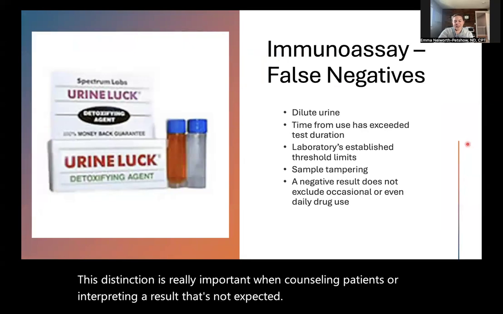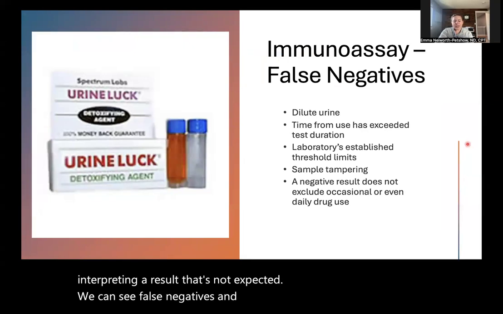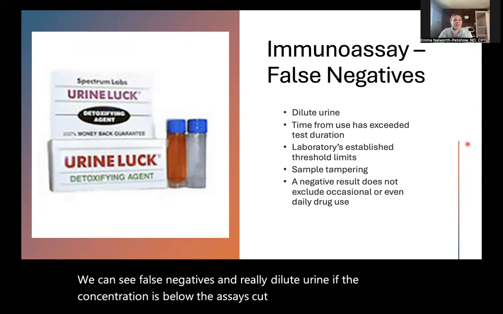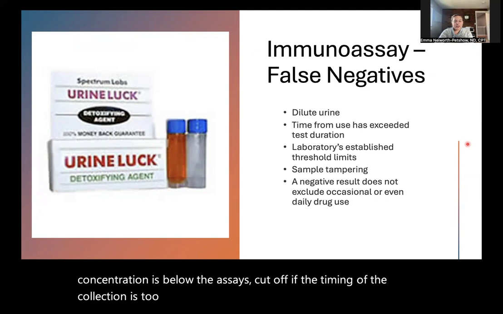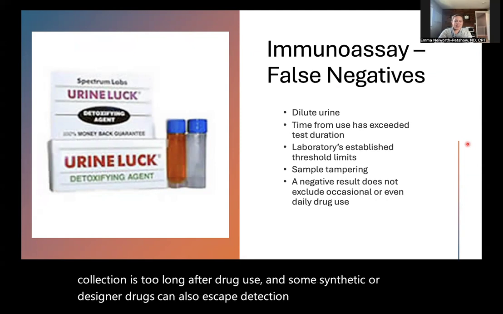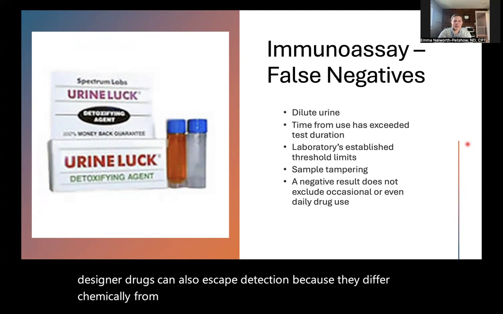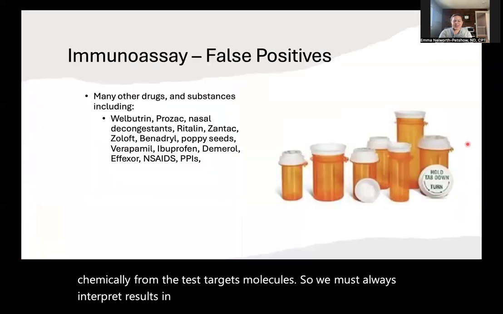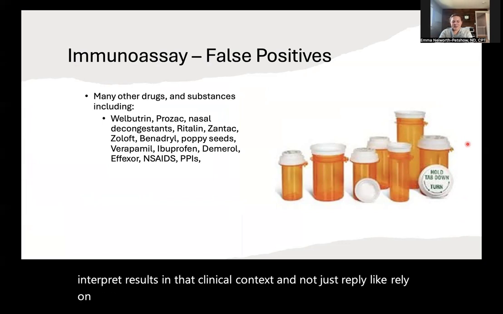We can see false negatives in really dilute urine if the concentration is below the assay's cutoff, if the timing of the collection is too long after drug use, and some synthetic or designer drugs can also escape detection because they differ chemically from the test's target molecules. So we must always interpret results in clinical context and not just rely on the lab report.